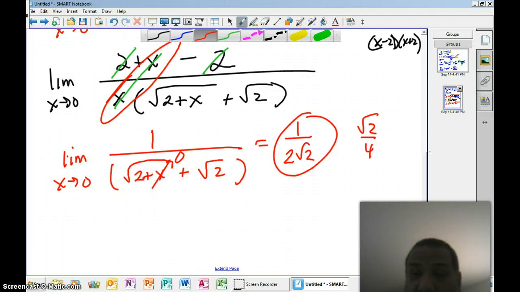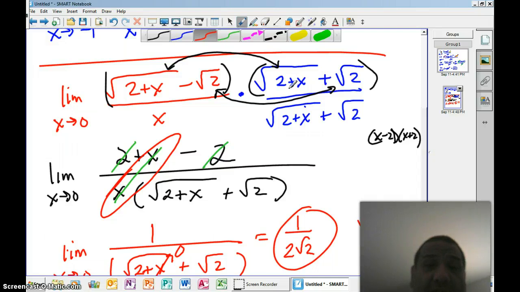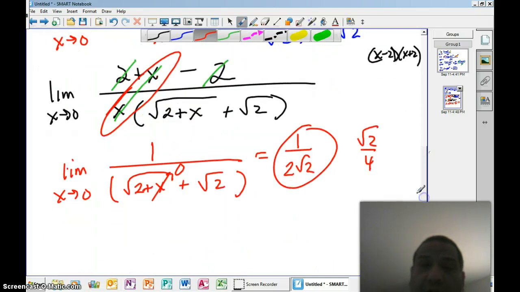Recapping, what we did was multiply by the conjugate. Then we went over here. We looked for things to cancel. You should have stuff cancel, especially the x's. Then on the bottom, send it to the limit, and you got it.